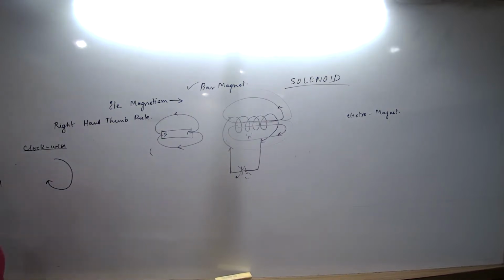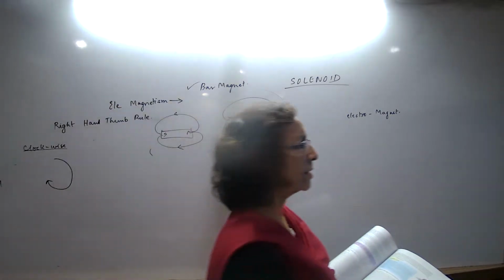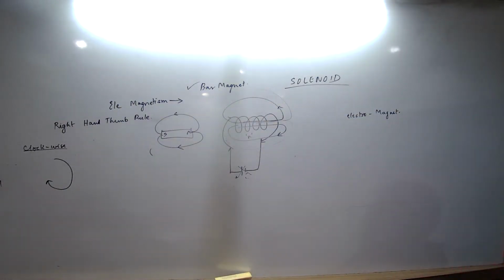A coil of many circular turns of insulated copper wire. Why are we using copper wire? Yes, it's a good conductor. Insulated copper wire wrapped closely in the shape of a cylinder is called a solenoid.